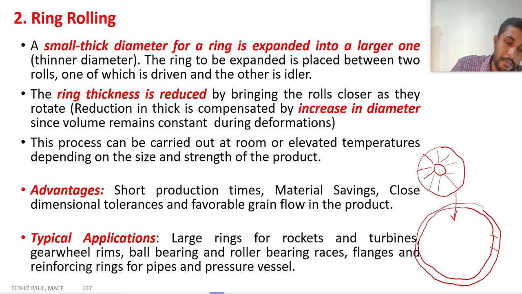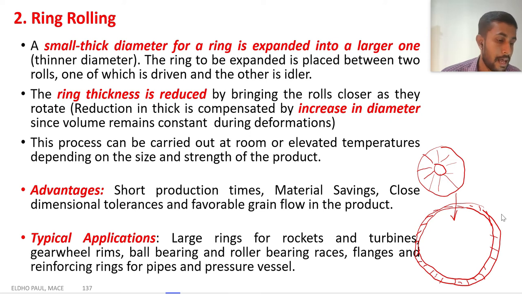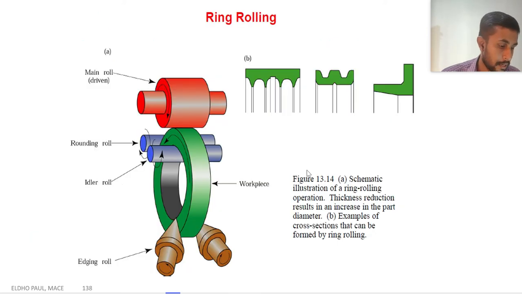Okay, so this will be the ring after the ring rolling process. A small thick ring is expanded into a larger one with a thinner wall. The ring to be expanded is placed between two rollers, one of which is driven and the other one is idle. So here we can see the ring rolling operation.